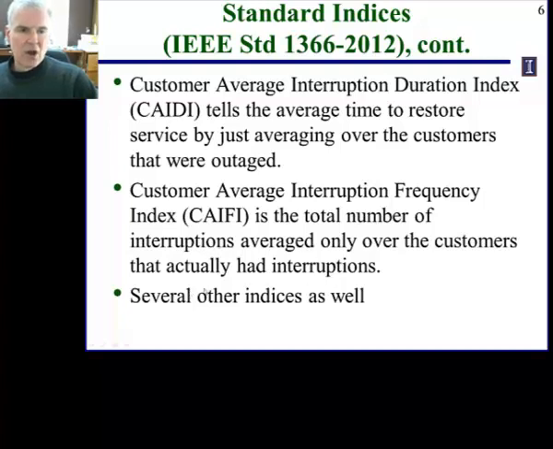For example, in all these indices, they make a differentiation between a momentary outage, which for most utilities is one that lasts less than 5 minutes, versus a more sustained outage.